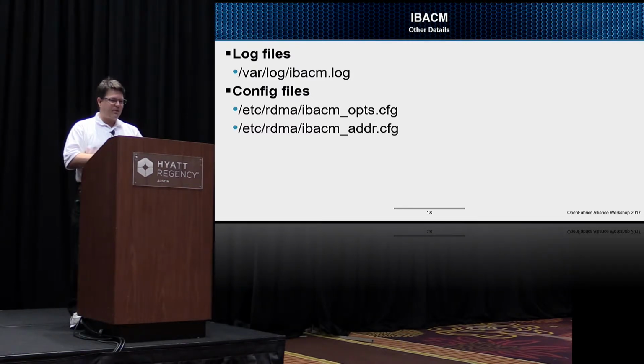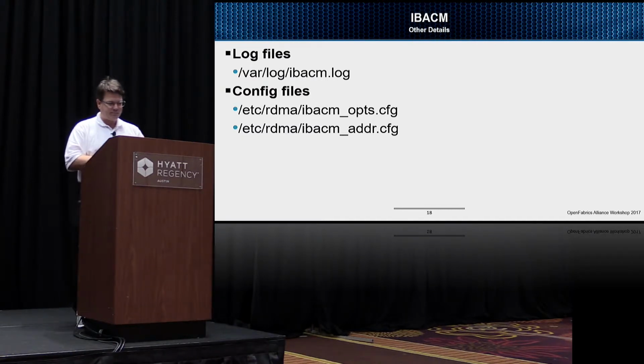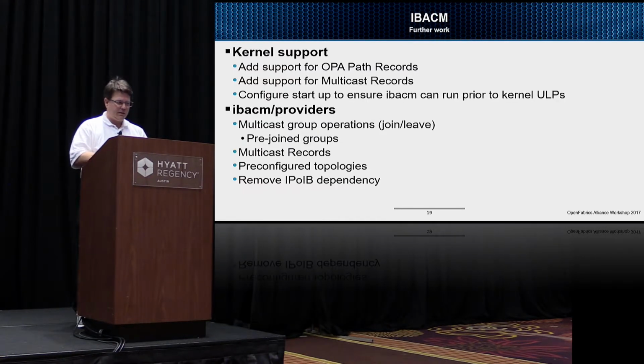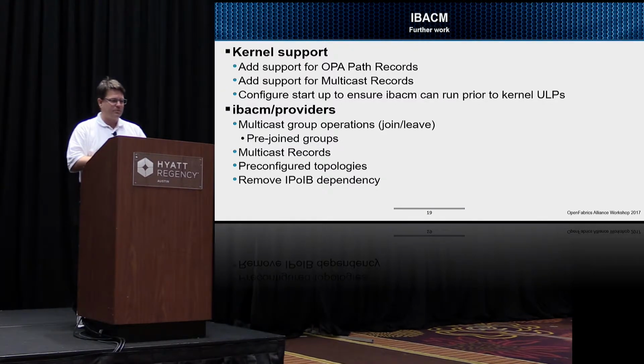For reference, the log files for IBACM are in /var/log/ibacm, and the 2 config files are listed here. So further work. As I mentioned earlier, we want to be able to support OPA path records as well through the netlink interface. And we want to support multicast records through the netlink interface and multicast group records.